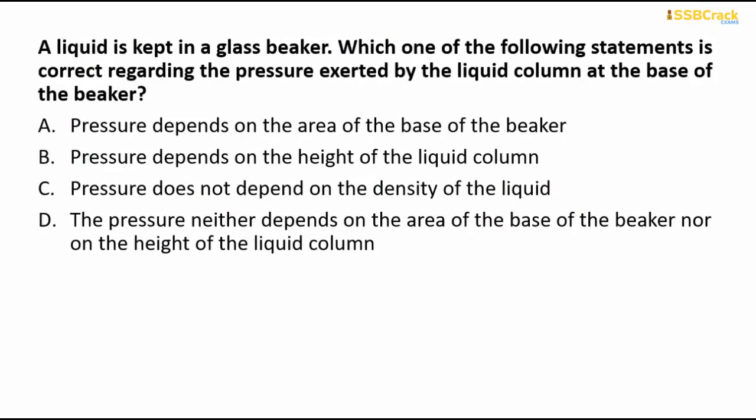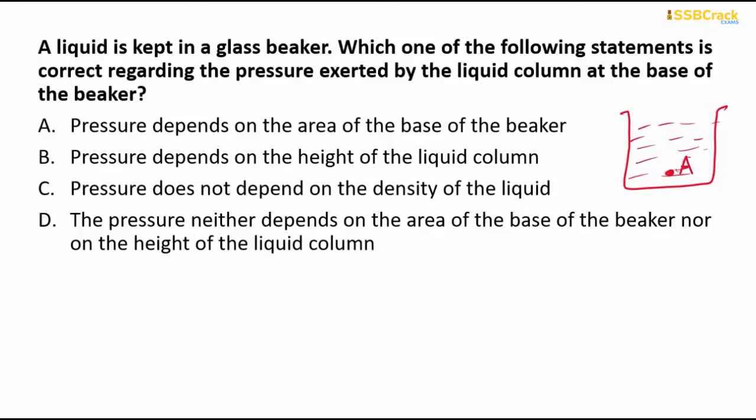The first question says a liquid is kept in a glass beaker. Which one of the following statements is correct regarding the pressure exerted by the liquid column at the base of the beaker? For example, this is a beaker filled with some particular liquid. Let us take a point A in the base of the beaker. What we have to see is which among these statements is correct regarding the pressure exerted by the liquid column at the base of the beaker.